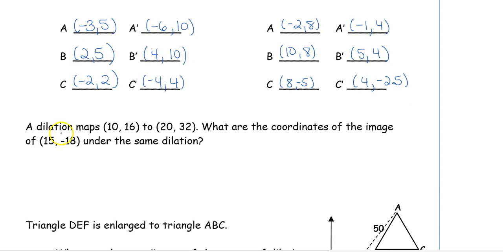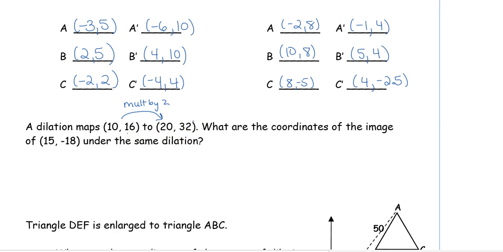So if we have a dilation, if it maps 10, 16 to 20, 32, what are the coordinates of the image of 15, negative 18 under this same dilation? So the first thing we have to do is figure out, how did I go from 10, 16 to 20, 32? In dilations, we're always multiplying by some number. So what do I multiply by 10 to get to 20? I multiply by 2. To go from 16 to 32, I multiply by 2.